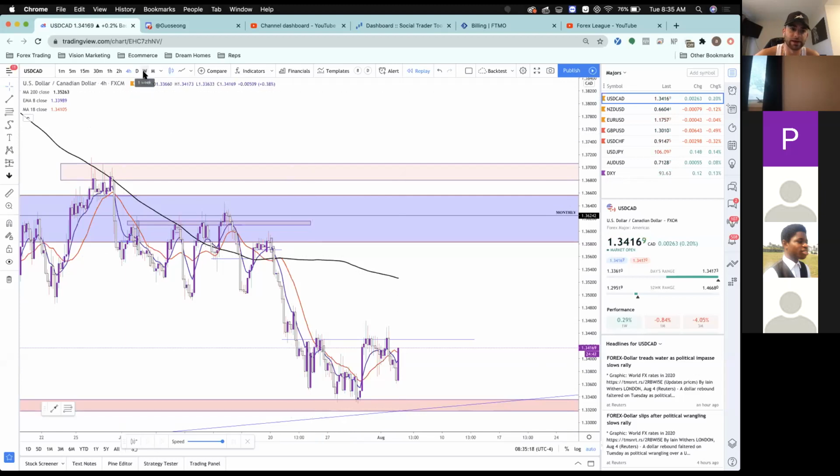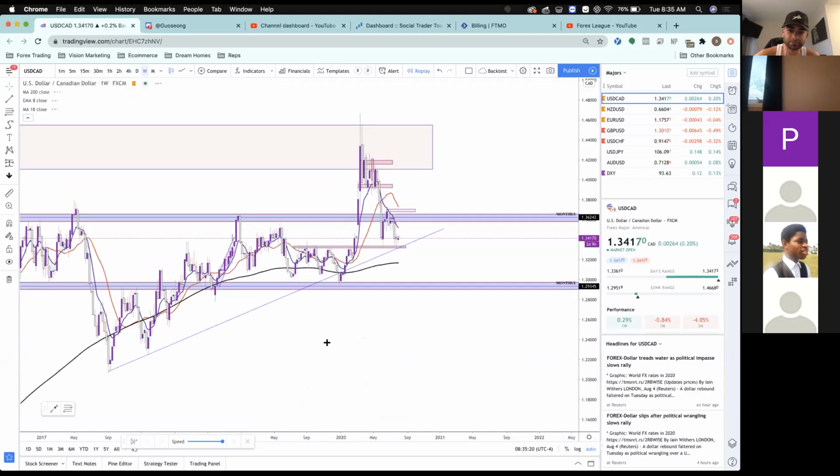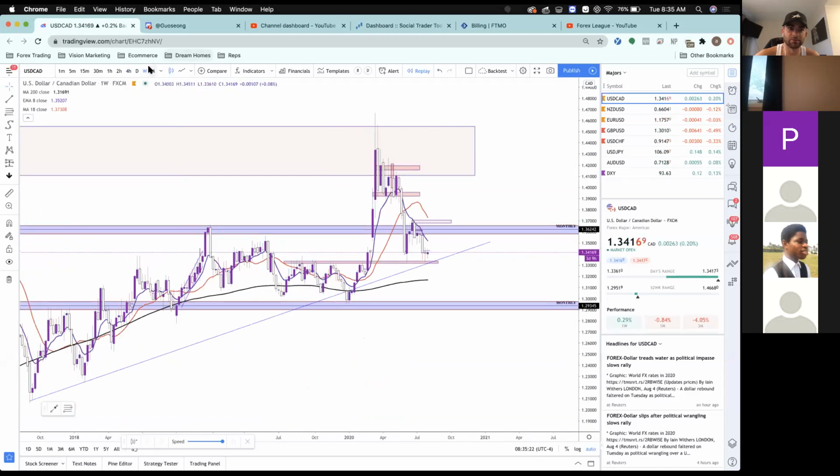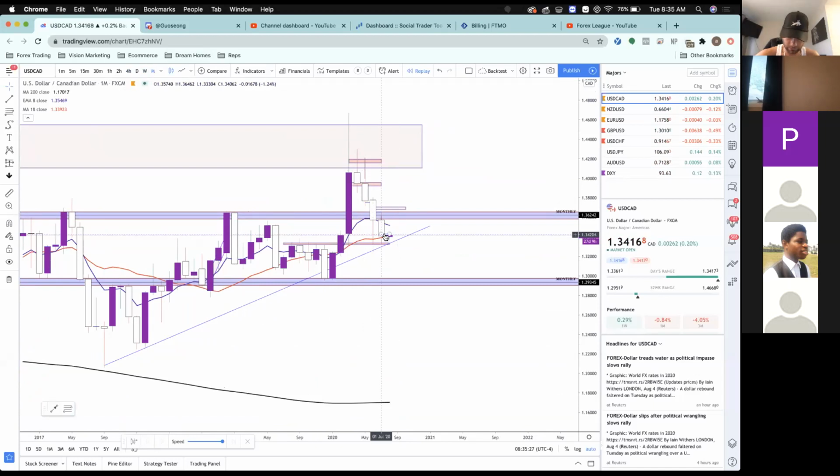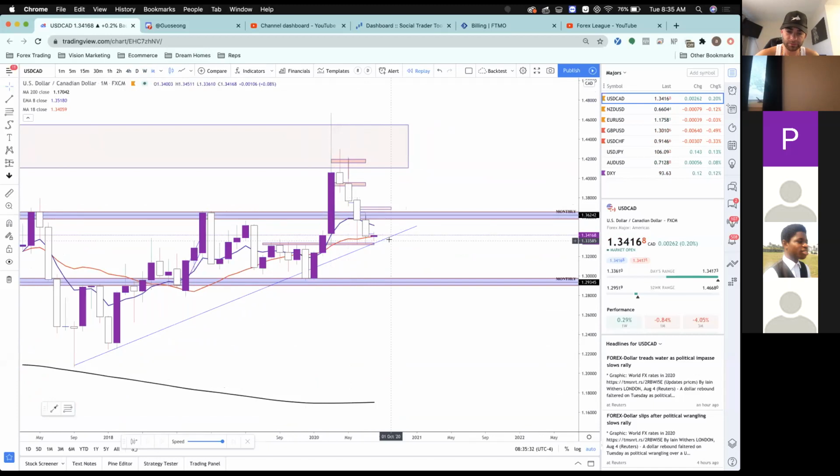So let's start with UCAD. Let's bump up to the weekly time frame. We always like to look on the weekly and the monthly, just to look at overall momentum. So where are we on these higher time frames? On the monthly time frame, we've got a few things on here.